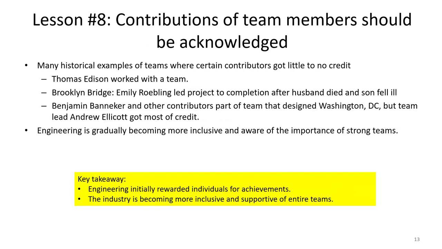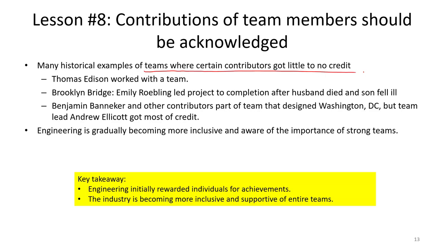Number 8, contributions of team members should be acknowledged. This is incredibly important. And one unfortunate fact about engineering is in the past, there are many examples where there's teams where most people or some of the contributors got little to no credit. For example, Thomas Edison is credited with the invention of the light bulb, but you don't really hear much about the team who was working with him.